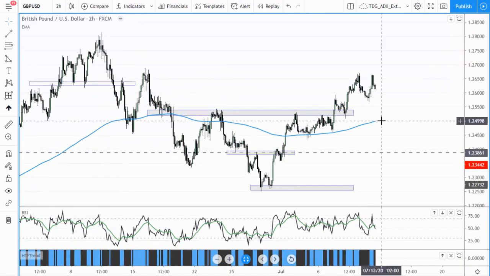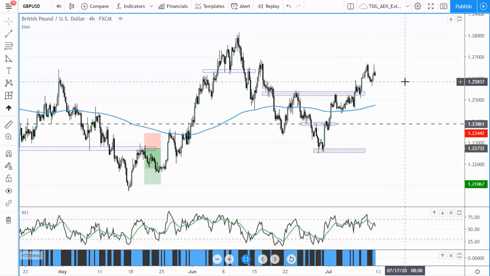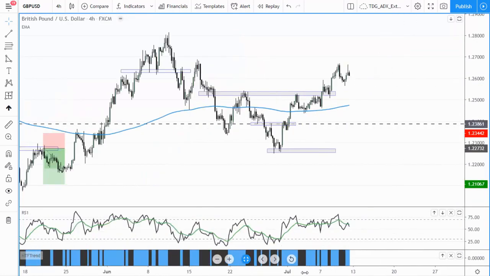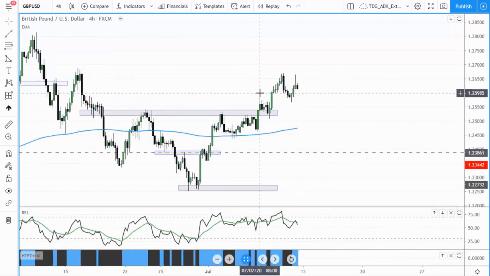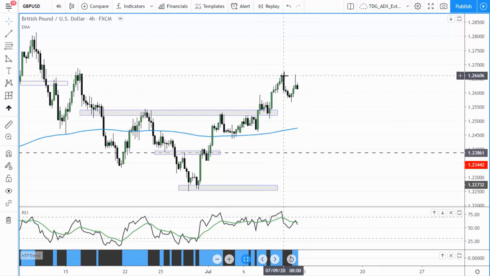Okay, so we're in the GBP USD. We're on a 2-hour chart. Let's come back to our 4-hour. You see that we had a beautiful directional move. So we traded above, closed above. We issued the buy signal right here that gave us a great trend continuation trade. We made new structure highs.